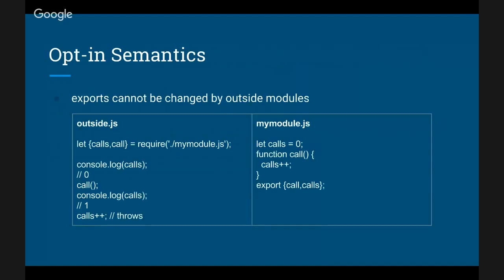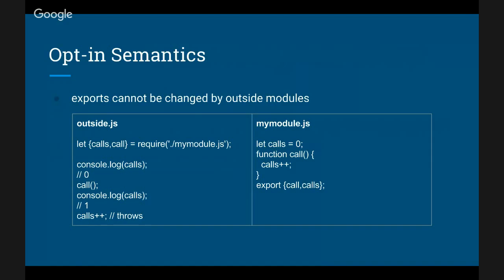So let's discuss that exports cannot be changed by outside modules. Say we have two modules. One is outside.js and one is mymodule.js. mymodule.js is using export syntax to create a list of module exports, and it's going to export two things. One is a counter called calls, and one is a way to increment the counter called call. Basically, when you call, it will increment the counter.